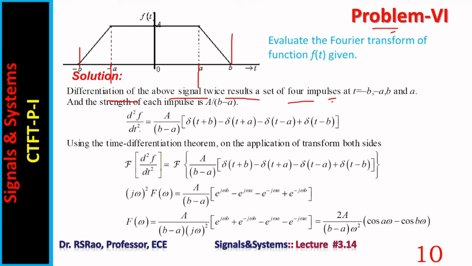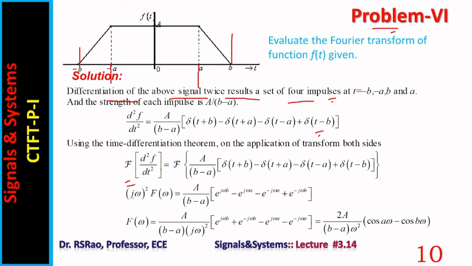One can write down the expressions for these impulses. So d square f by dt square equals a by (b minus a) times [delta of t plus b, minus delta of t plus a, minus delta of t minus a, plus delta of t minus b]. Using the time differentiation property, one can write the Fourier transform. One can apply the Fourier transform on both sides of the signal. Now apply the time differentiation theorem.